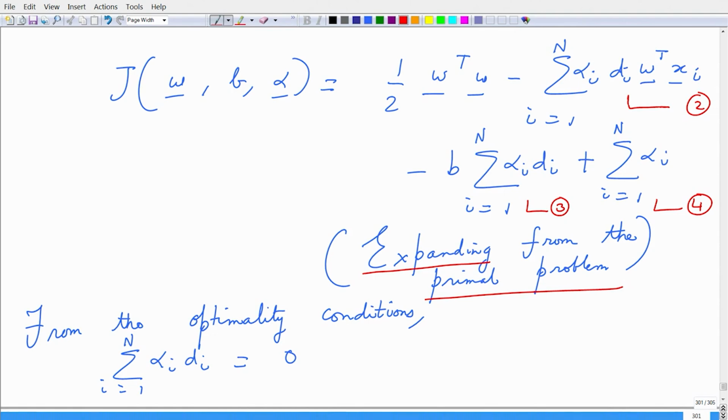So, from our optimality conditions, because I looked into the gradient of the Lagrangian with respect to the bias, and I set this equal to 0, from that condition I had sigma I equals 1 to n alpha I di equal to 0. So, therefore, term 3 just vanishes out. All I have is this first term here, which is basically my objective, and terms 2 and 4, which I can simplify in a certain form.